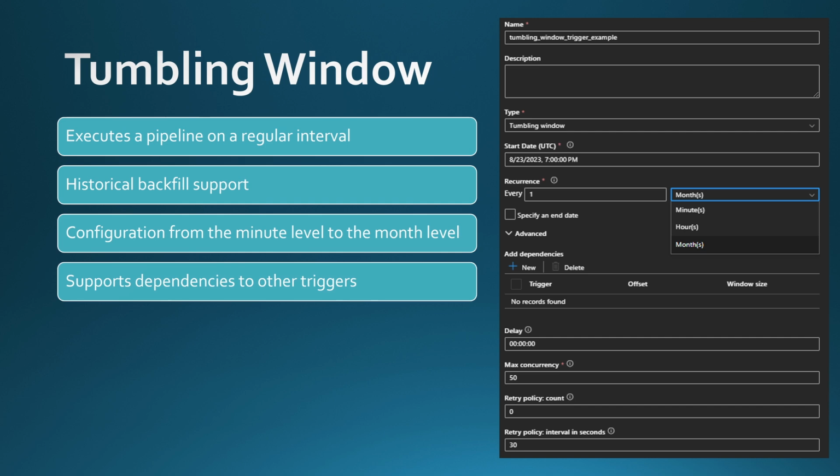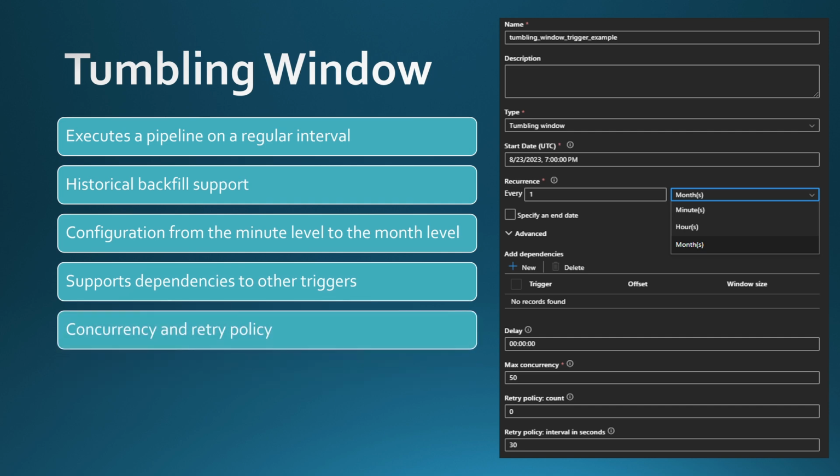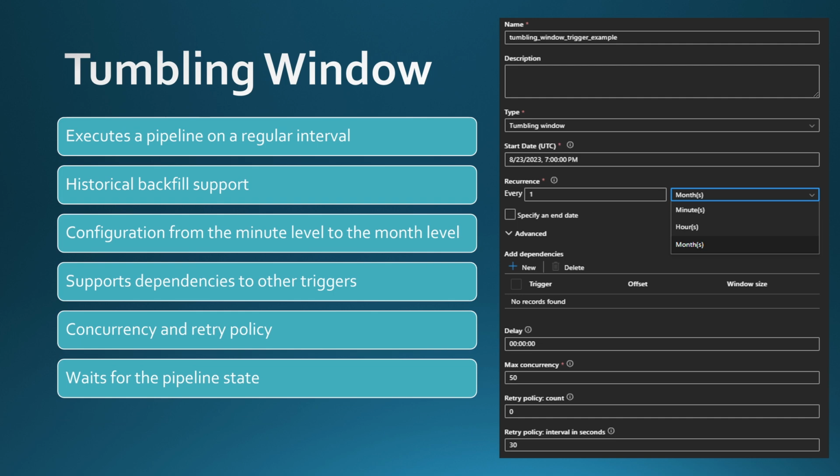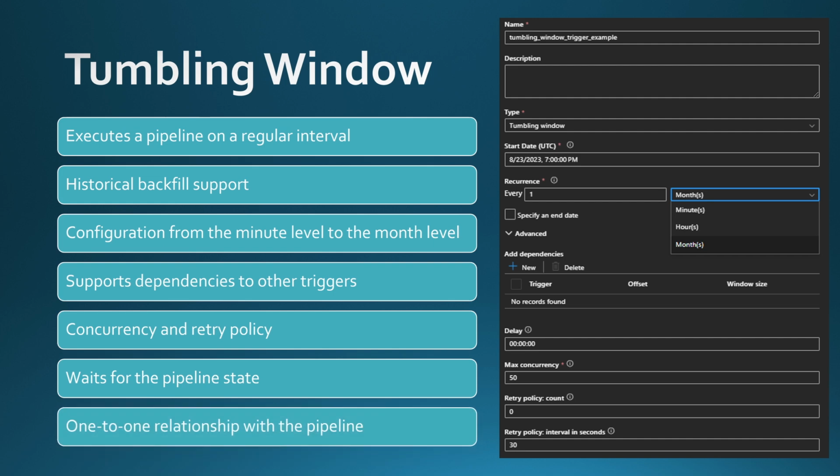And this trigger has concurrency and retry policies that were troubling in our previous example. So we can say that we only allow one instance of this trigger to be running at a given time. And we can set a retry policy that if the pipeline fails, please try to run it a few times. We can also define the interval in seconds, how fast the trigger will try to rerun the failed pipeline. This trigger has a one-to-one relationship with the pipeline, meaning that we can only have one tumbling window per pipeline, and that's it. So we cannot have multiples like we could have with the schedule trigger.